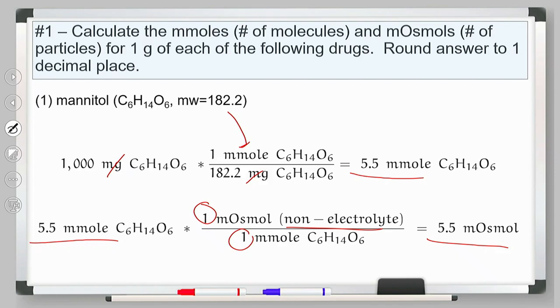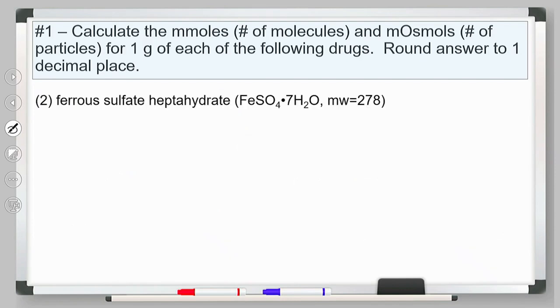All right? So I'll let you do both steps for this one. Now calculate the number of millimoles and the number of milliosmoles for, in this case, ferrous sulfate heptahydrate. All right, I give you the formula. You're going to need to know the formula and the molecular weight there. I hope that you get this kind of light bulb moment because both milliequivalents and milliosmoles are pretty simple.